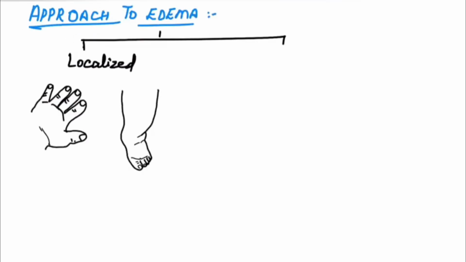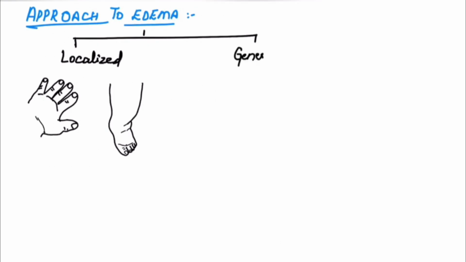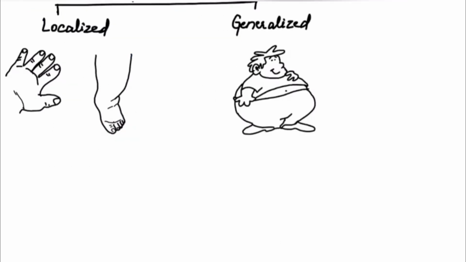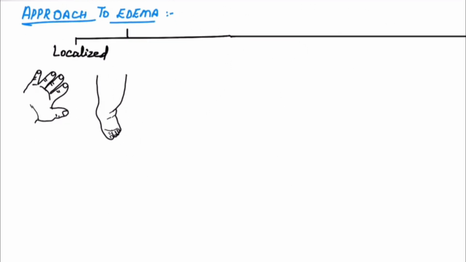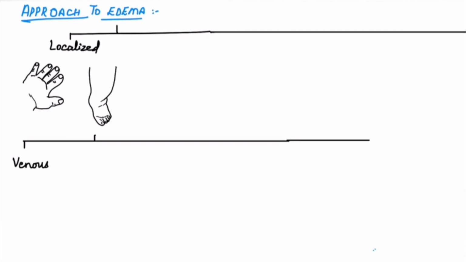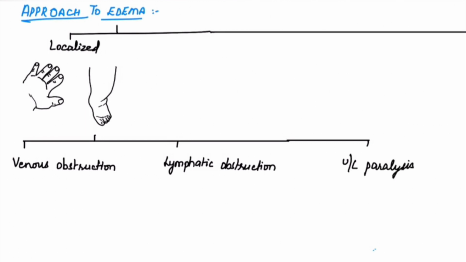Now we'll look at approach to edema. So edema is divided into two. First is localized edema, which involves just a particular part of a body, or generalized edema if it involves the whole of the body. And this generalized edema is also known as anasarca. Now coming to localized edema. So localized edema is broadly caused because of venous obstruction or lymphatic obstruction, or when there is unilateral paralysis.